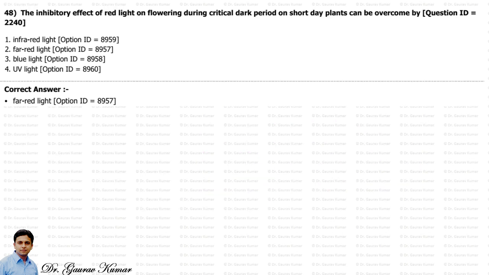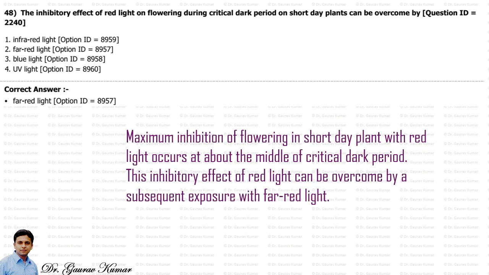Next question, the inhibitory effect of red light on flowering during the critical dark period in a short day plant can be overcome by. This is just a characteristic of SDPs, that is short day plants. The maximum inhibition of flowering in a short day plant with red light occurs at about the middle of the critical dark period, and this inhibitory effect of red light can be overcome by a subsequent exposure to far red light.